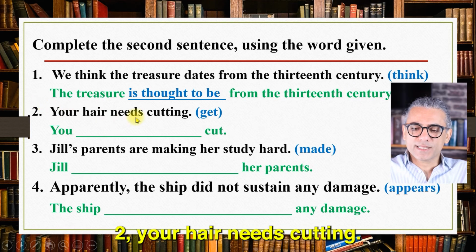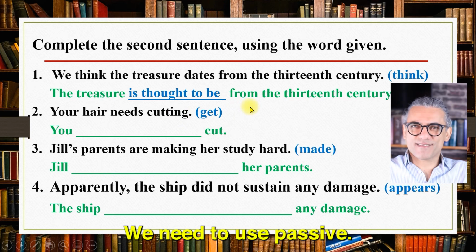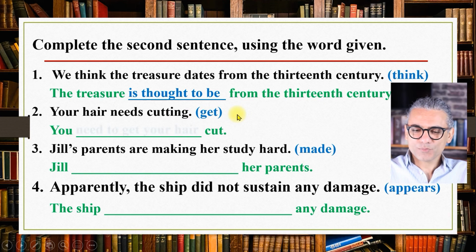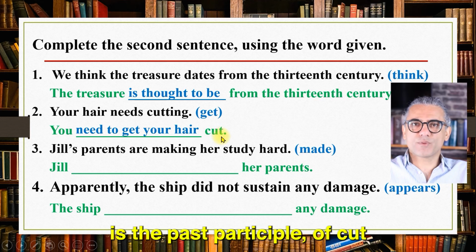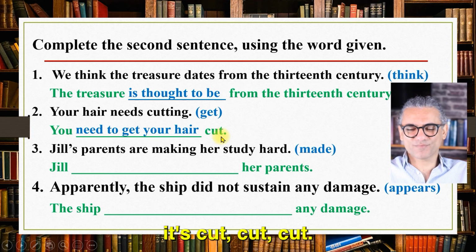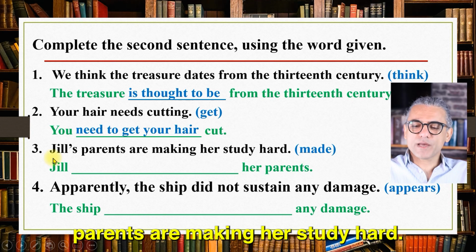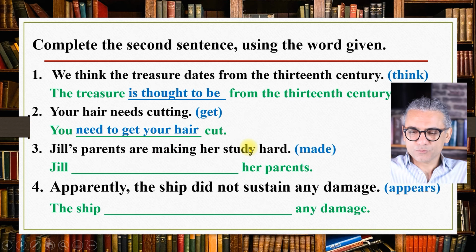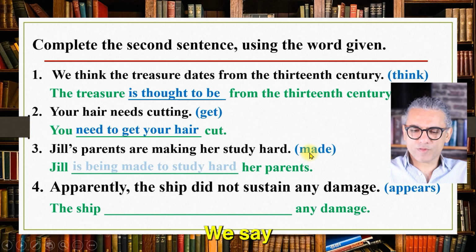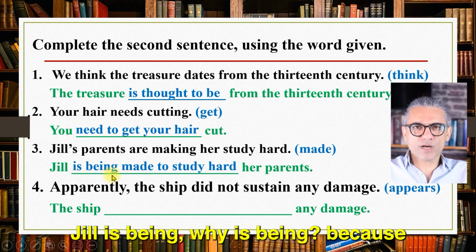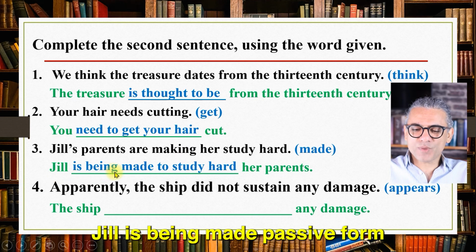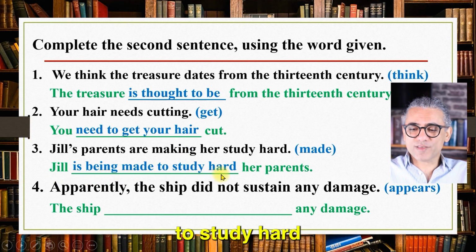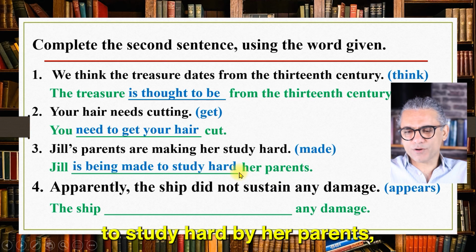2. Your hair needs cutting. We need to use passive with have or get, with get in here. So we say you need to get your hair, to get a form of have or get your hair, the object. Cut is the past participle of cut. It is cut, cut, cut. Number 3. Jill's parents are making her study hard. So we need to turn it into passive. We say Jill is being. Why is being? Because are making, present continuous. Don't change the tense. Jill is being made, passive form, to study hard. To study hard by her parents.